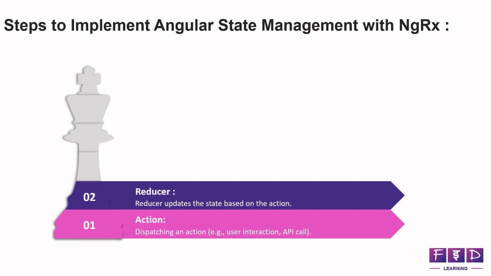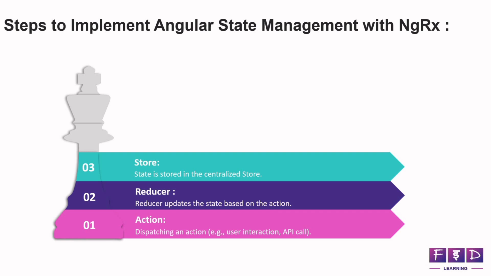After dispatching an action, the reducer is triggered to update the state. And it takes the current state and the action as inputs, applies the necessary logic, and returns a new state object. In our case, the reducer will contain the logic for incrementing, decrementing, and resetting the counter based on the actions dispatched. Next step is configure the store.